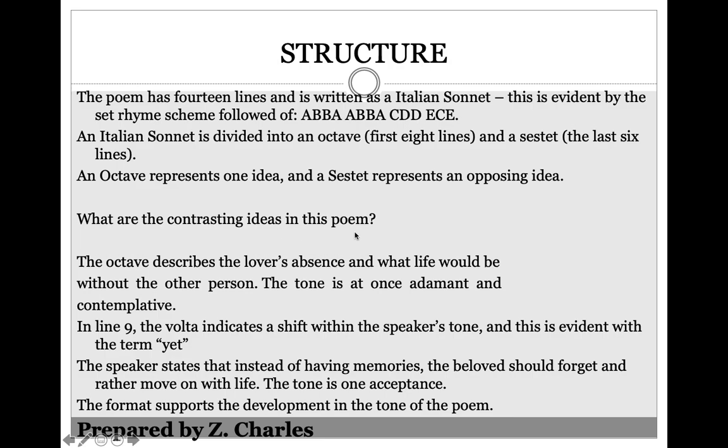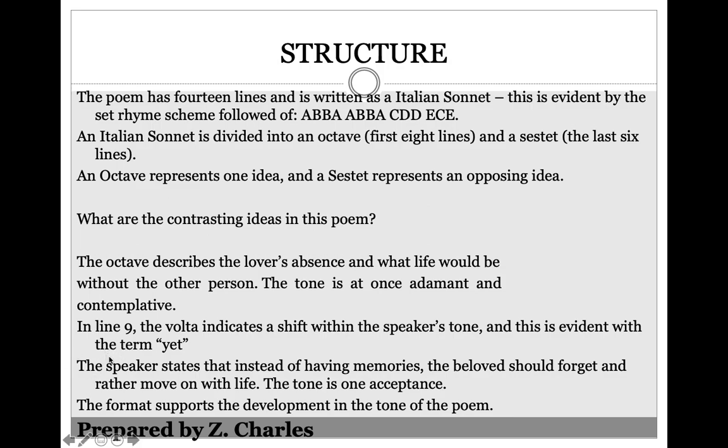What are the contrasting ideas in the poem? The octave describes the lover's absence and what life would be like without the other person. The tone of lines 1 to 8 was adamant and contemplative. However, we know that in line 9 there's a shift in the speaker's tone and the message. How do we know that? Because line 9 starts with yet. But also we know with the conventions of the Italian sonnet that line 9 will be a shift in the tone and the message of the poem.